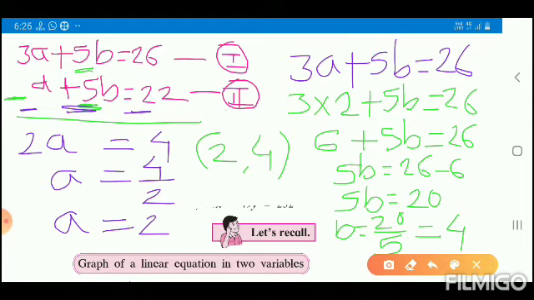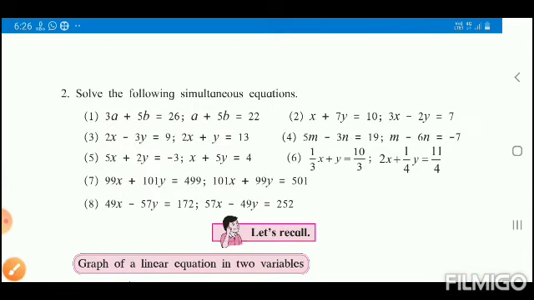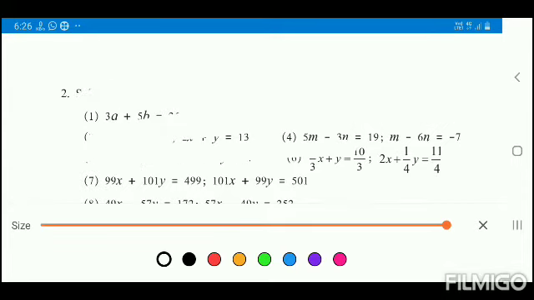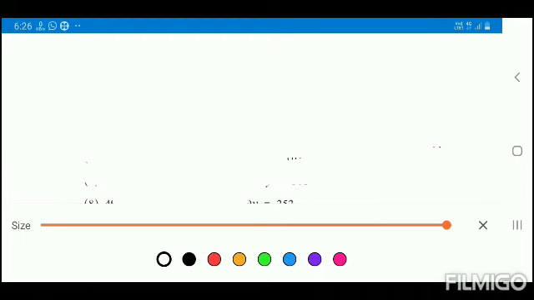Do you understand this method? Okay. Now I will solve one more example of a different type. For that also again I have to make the place. Okay. I will make the place here.